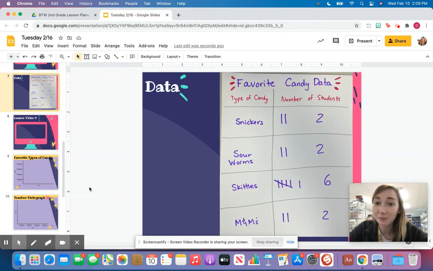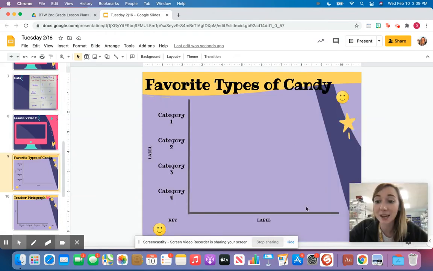And now we are going to be taking this data that we just collected about your guys' favorite candy, and we are going to be creating a pictograph, which is just a graph that uses a picture. That's why it's called a pictograph. Get it? Very cool. So as I'm making my pictograph, I want you to make your own. I want you to copy what I'm doing basically. So I'm going to be showing you how to make a pictograph.